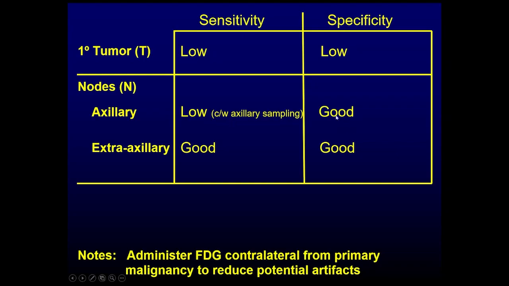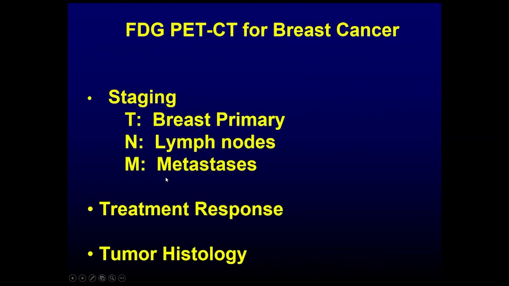For specificity, our specificity of detection of axillary nodes is good. And for extra-axillary nodes, both our sensitivity and specificity are good, and we may pick up extra-axillary nodal metastases which were previously unrecognized prior to the FDG PET-CT, and this can change clinical management. So that's pretty clinically impactful.